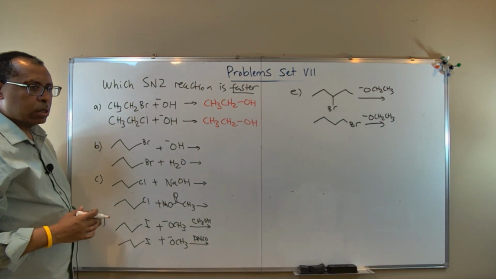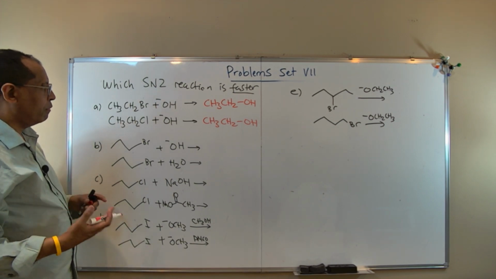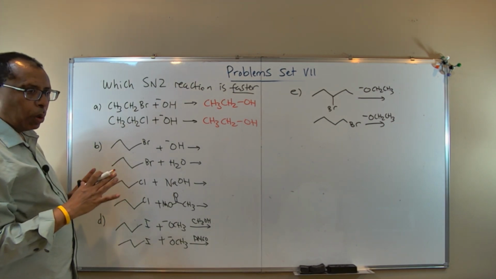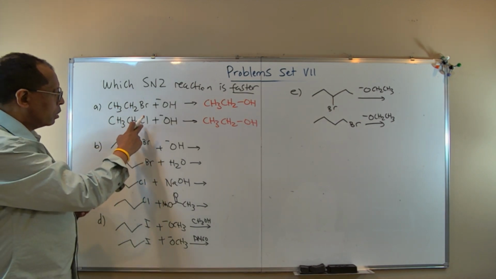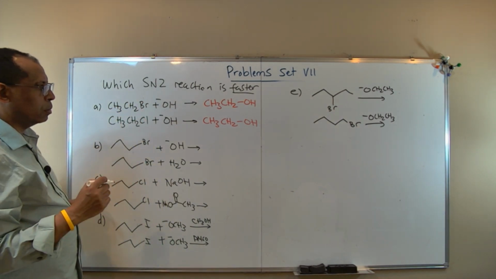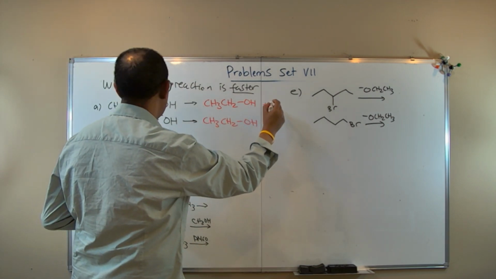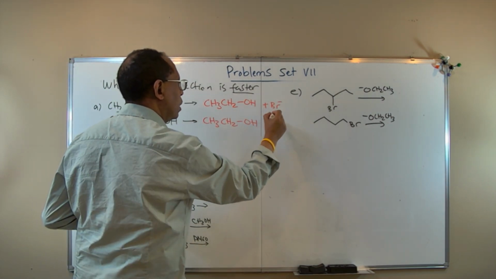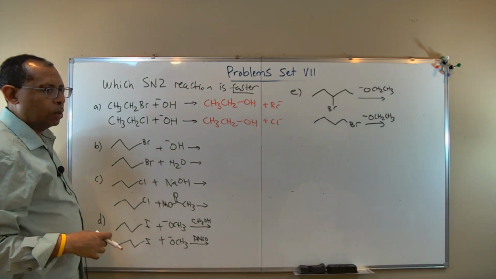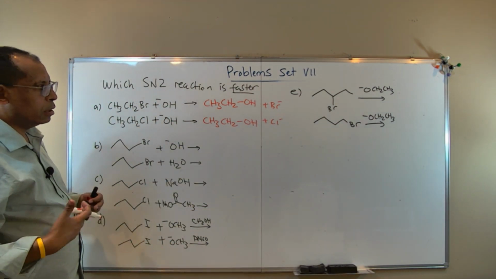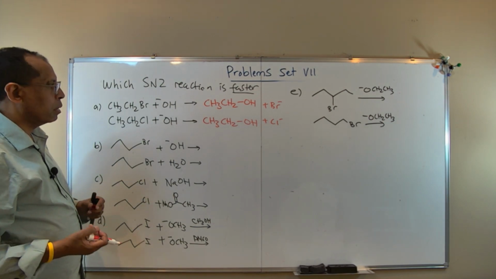So which reaction is faster? That's what the question is asking. Which reaction would be faster? So here the only difference you can see is the leaving group. So it is chloride versus bromide, plus Br minus, plus Cl minus. So the leaving groups are different. So which leaving group is easier to leave, or a better leaving group?